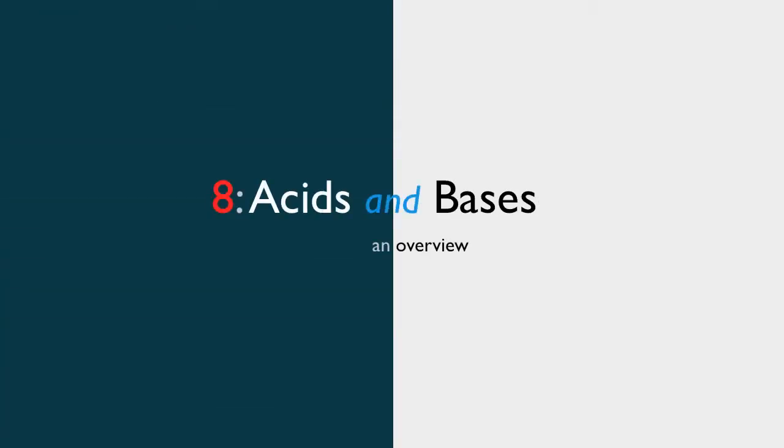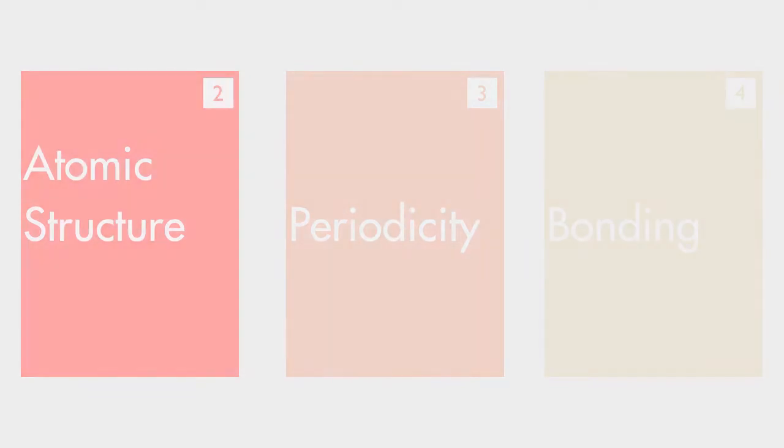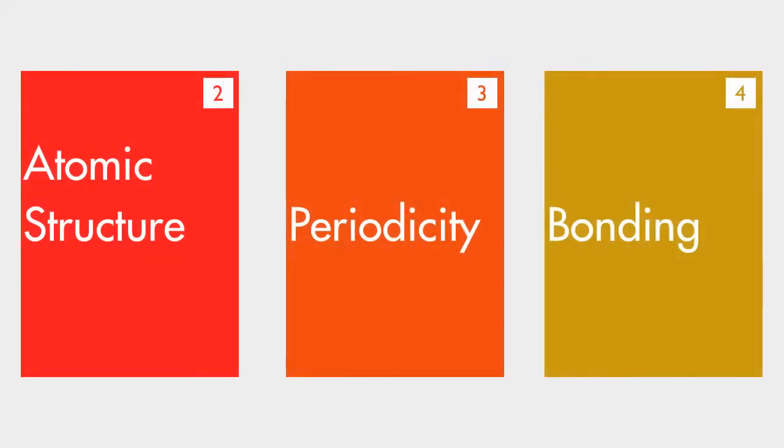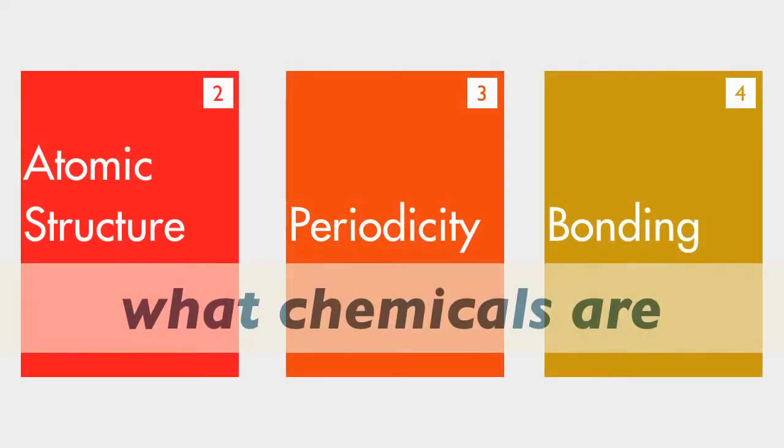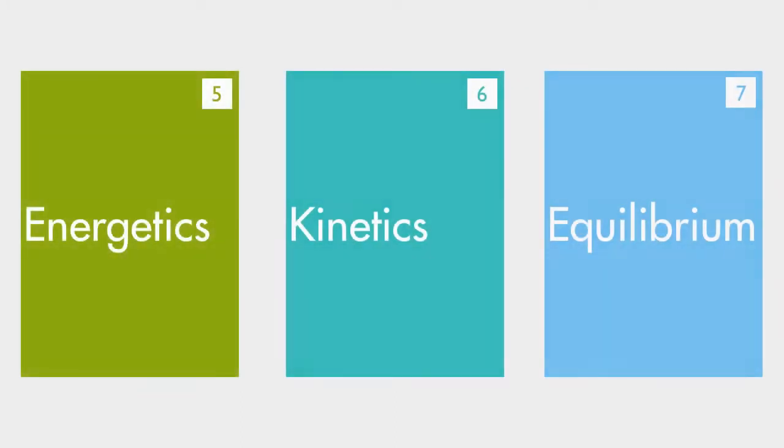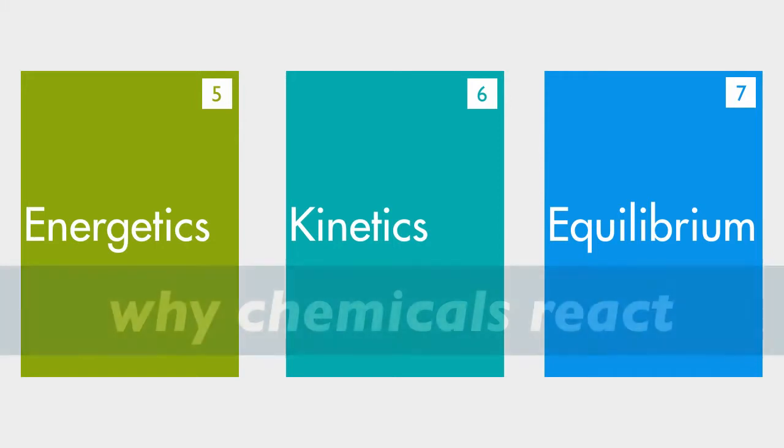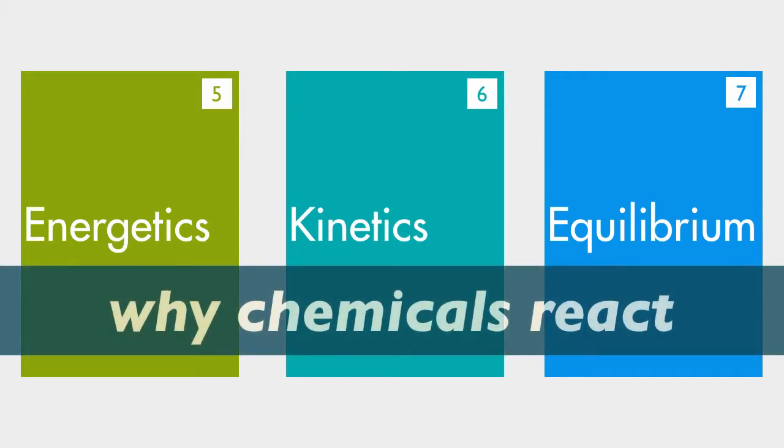This video is a short overview of Topic 8, Acids and Bases. First, a little context. In Topics 2 through 4, we learned what chemicals are and how they're put together. In Topics 5 through 7, we learned why chemicals react and how fast and under what conditions and so forth.